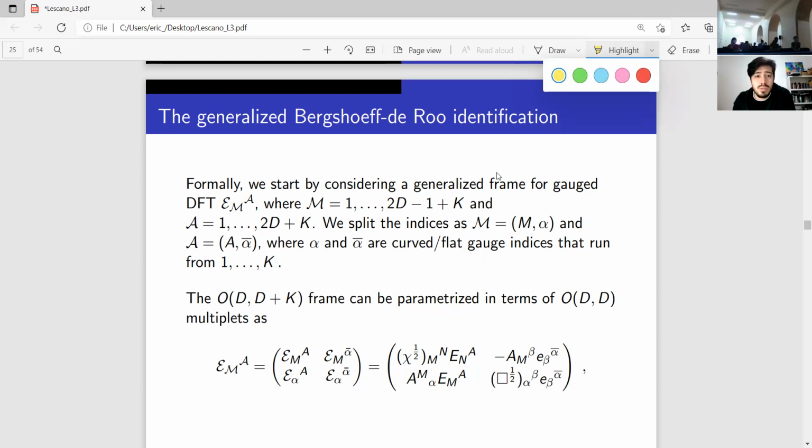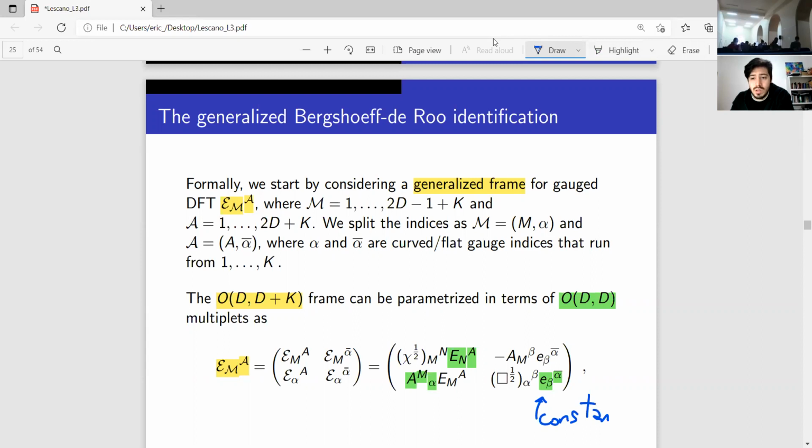This is our generalized frame, and this generalized frame is going to be broken in this way. Our new degrees of freedom are an O(D) generalized frame. This is an O(D), and this is an O(D+K). This calligraphic frame is an O(D+K) frame, and we want to replace this generalized frame with this other frame and this other field. This object here is a constant object. This is a constant, so it carries no dynamics.